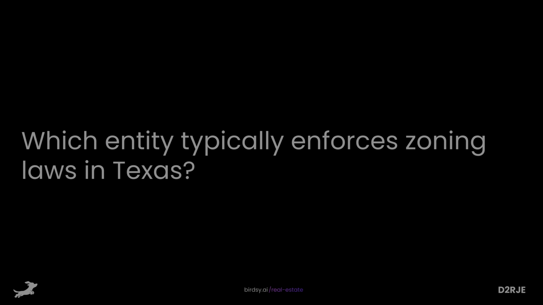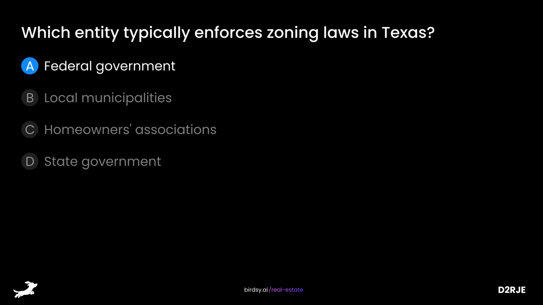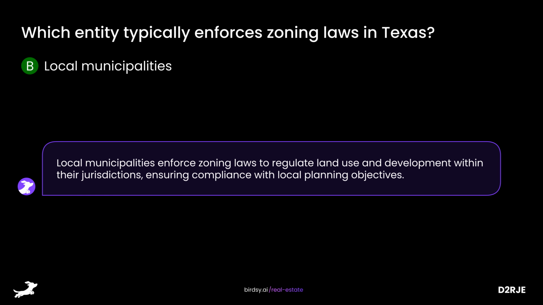Which entity typically enforces zoning laws in Texas? Is it A, federal government, B, local municipalities, C, homeowners associations, or D, state government? The answer is B, local municipalities. Local municipalities enforce zoning laws to regulate land use and development within their jurisdictions, ensuring compliance with local planning objectives.